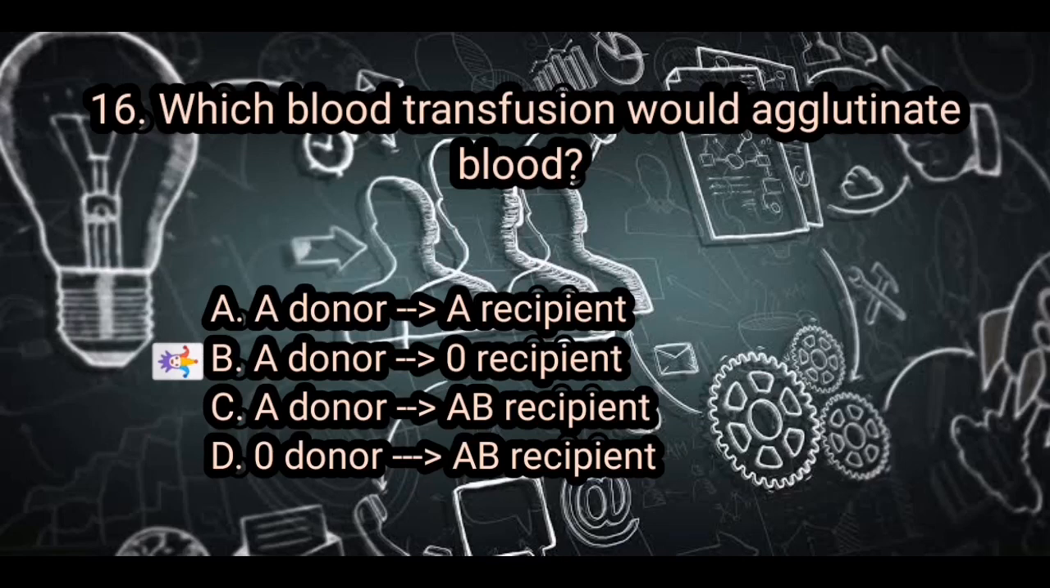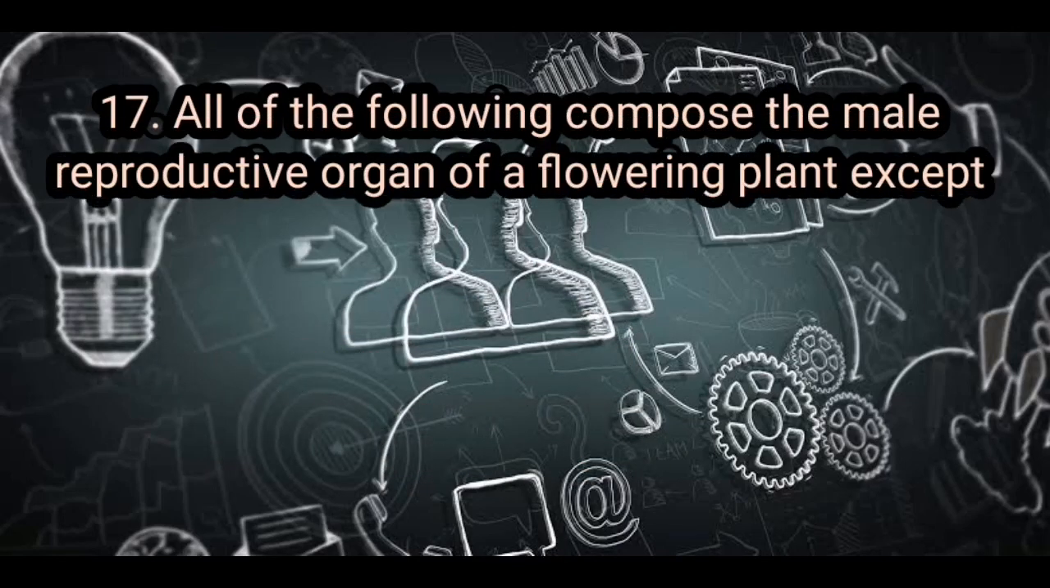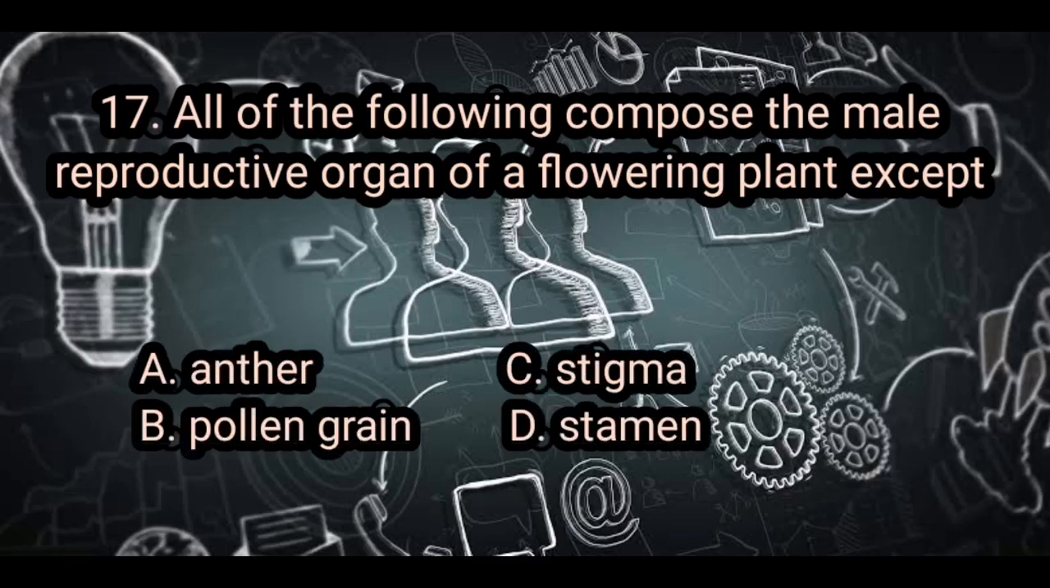Correct answer, letter B. 17. All of the following compose the male reproductive organ of a flowering plant, except: A. Anther. B. Pollen grain. C. Stigma. D. Stamen.